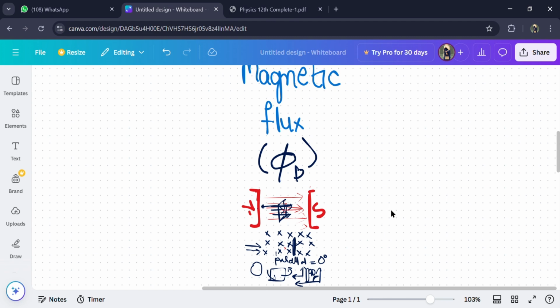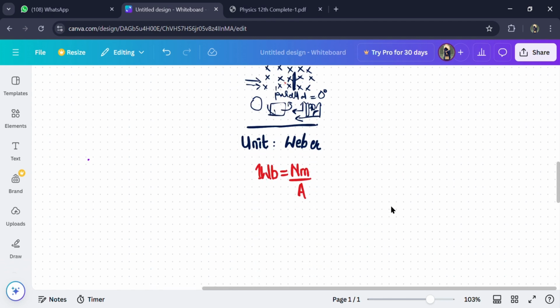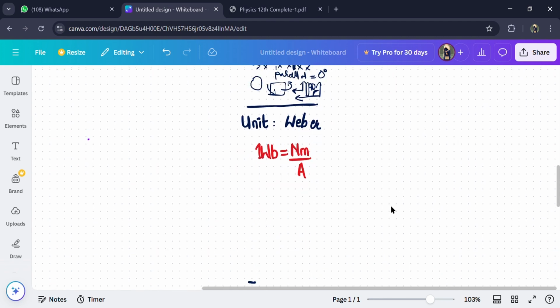I hope that you get it, and now let's move on to the next concept, that is the unit of both of these things. So here we measure the magnetic flux in Weber, which is equal to Newton meter per ampere, and here 1 Weber is equal to 1 Newton meter per ampere. I hope that you get it, and this is something that you need to learn.